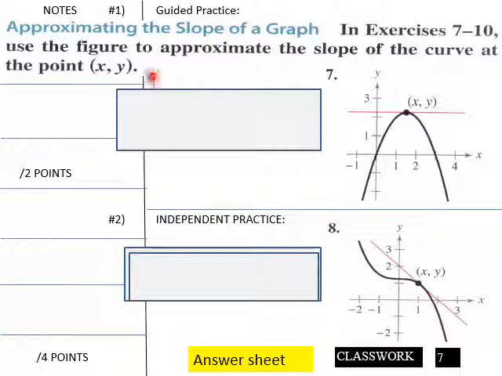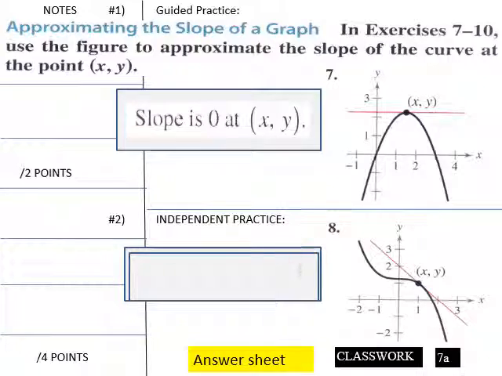Well, let's try one here. I used a figure, here's our figure, to approximate the slope of the curve at the point (x, y). So we have this point here, and then down here, students, this is yours. I saved the good one for you. But for this one, it is easy to say that this tangent line has a slope of 0 at (x, y).